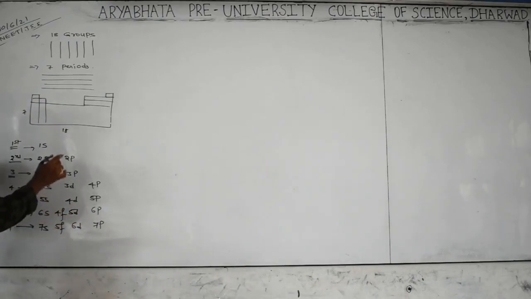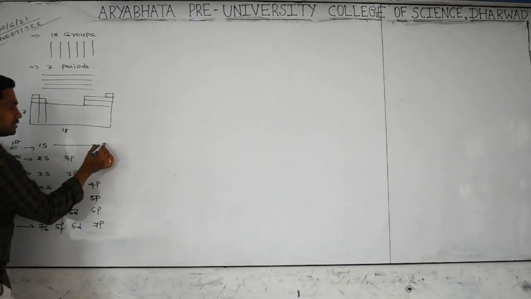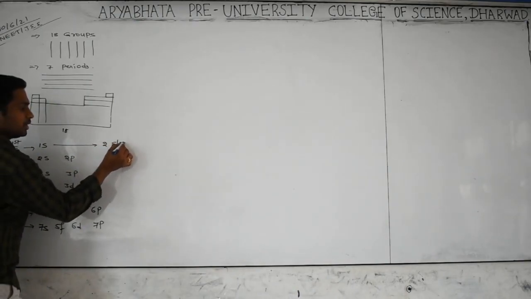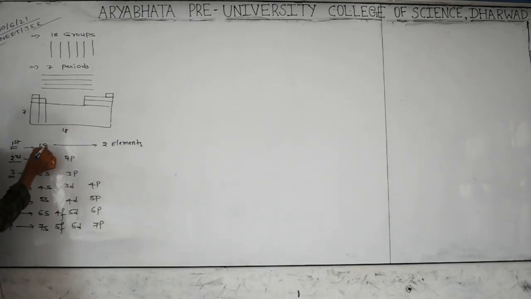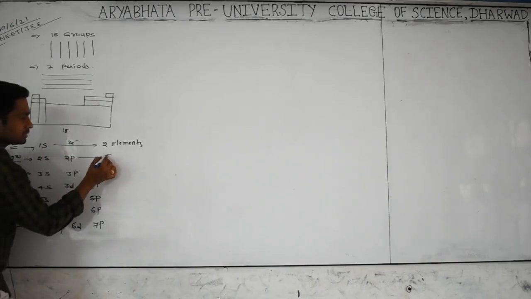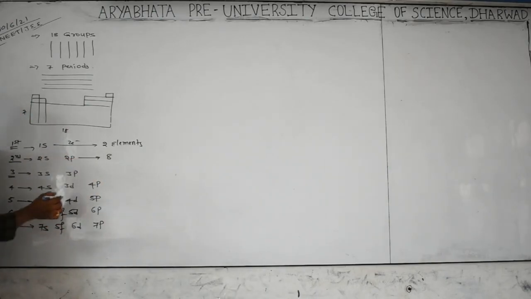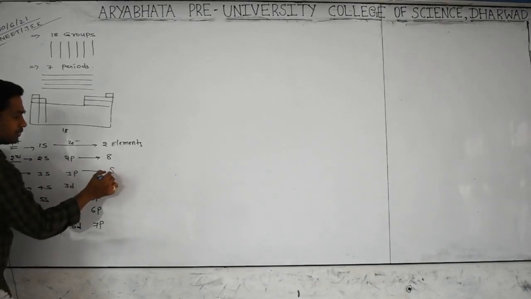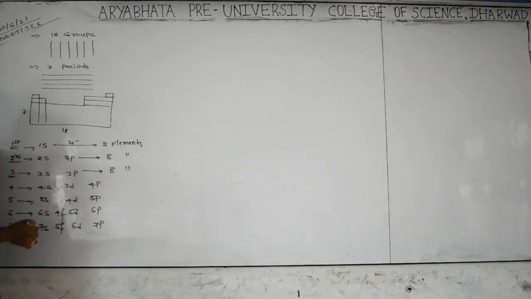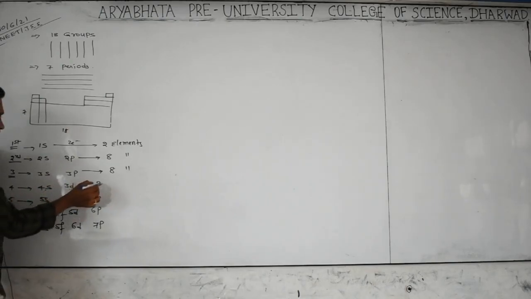First of all, the first period has a maximum capacity to fill 2 elements. Why? Because an s orbital can be filled with a maximum of 2 electrons. Here 2 plus 6, 8 electrons means the second period can be filled with 8 elements. The third period is also filled with 8 elements. And after that, 2 plus 10, 12, plus 6, 18.